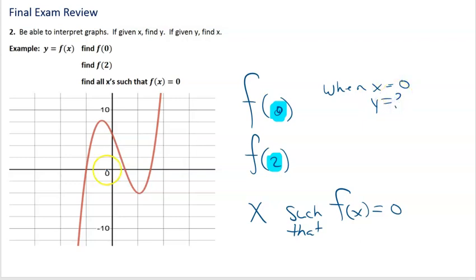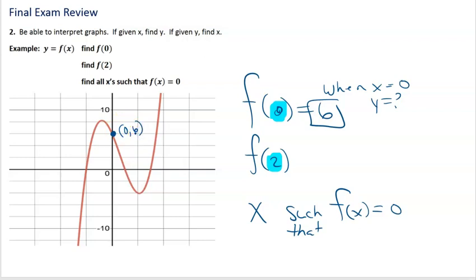So I go to x equal to 0, and I go meet the graph, and I look at that y value right there. Now be careful, your scale might not be 1, 2, 3, 4, 5. It's not here because that's a 10. So that means this must be 2, 4, 6, 8, 10. So y is equal to 6. So basically f of 0 is equal to 6.